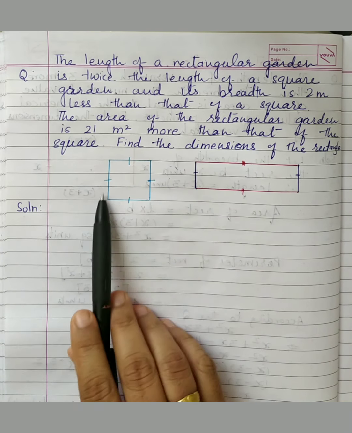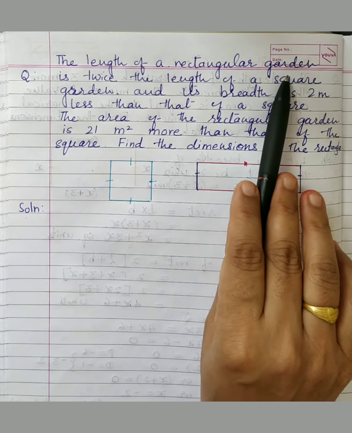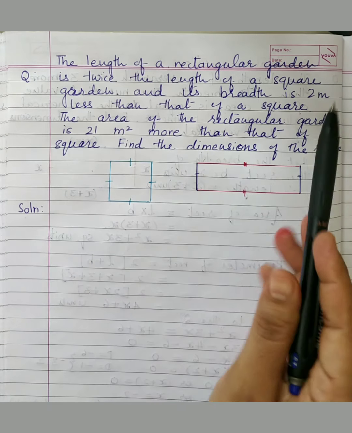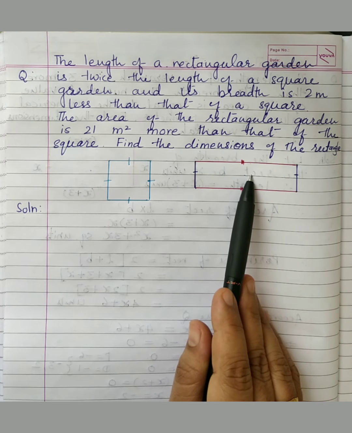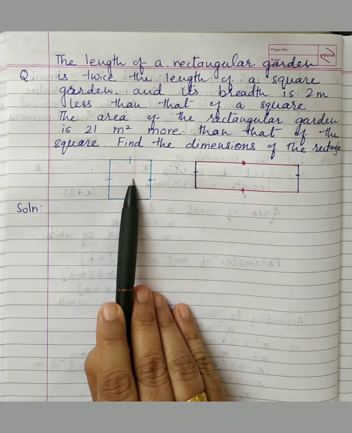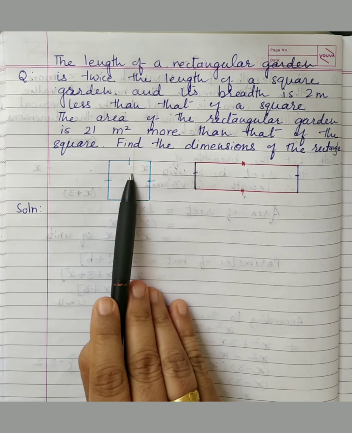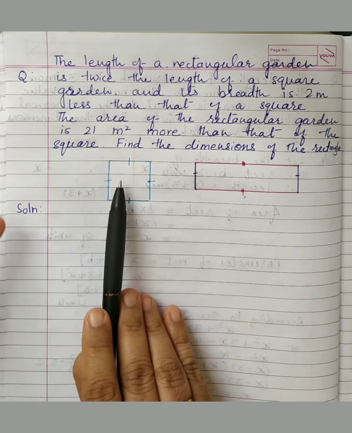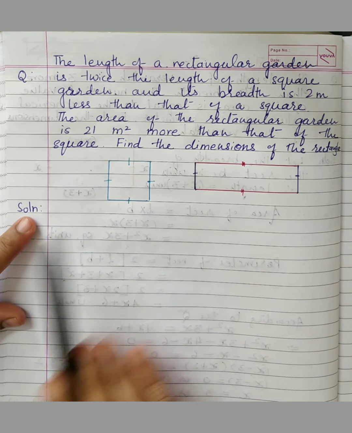Henceforth I'll mention it as a square and rectangle. The length of the rectangular garden is twice the length of the square. Its length is expressed in terms of the length of the square, and breadth is 2 meters less than that of the square. So what will help us to assume the dimensions of the square?